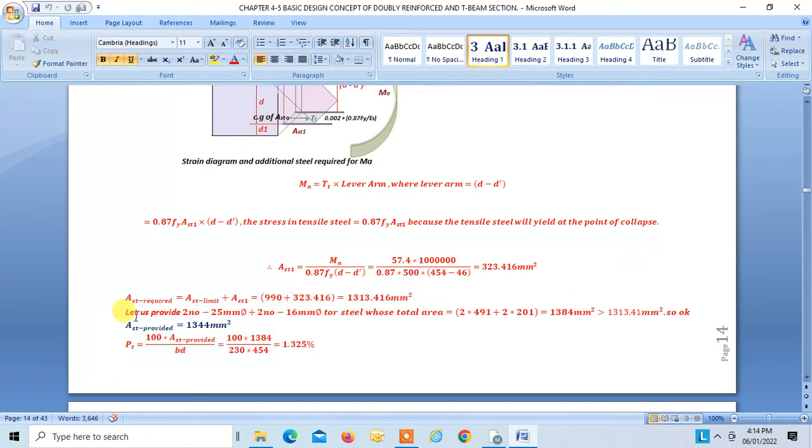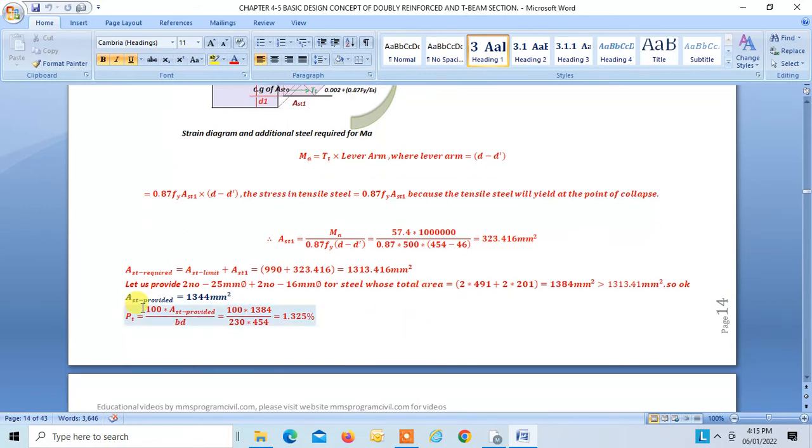Let us provide 2 of 25 and 2 of 16 mm diameter. So the steel area provided is 1384. This is the area of steel provided, and this is the area of steel required. So that is fine. Once you know the area of steel provided, you can find PT. PT is equal to 100 into AST provided divided by b into effective depth. That is equal to 1.325 percent.